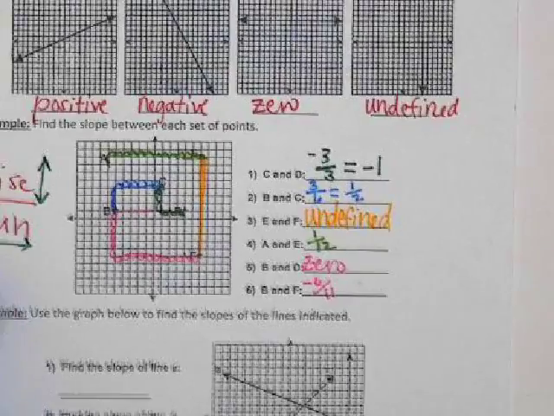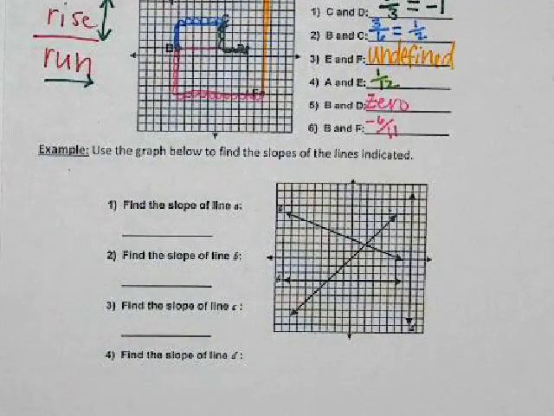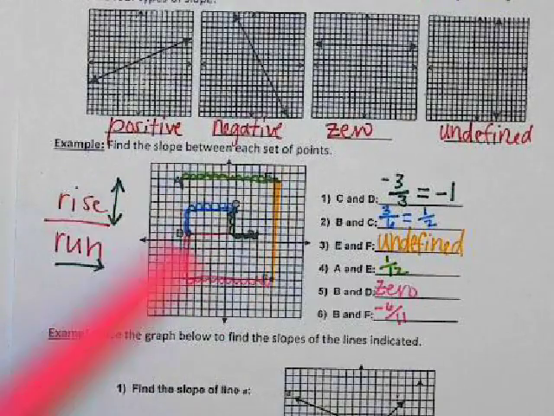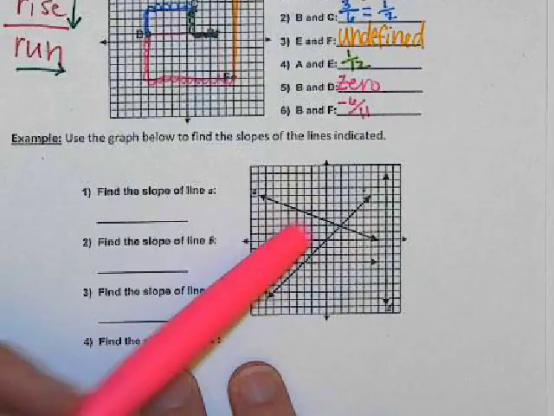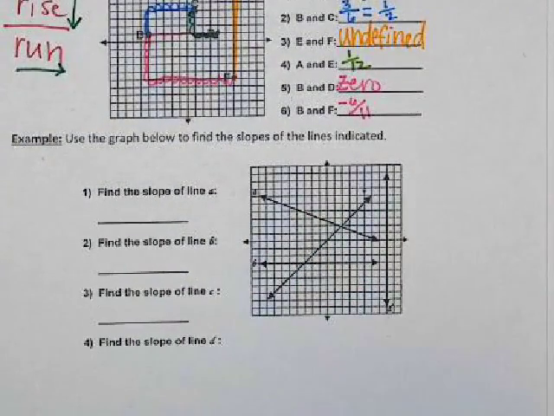All right, on the bottom. Now this one's a little bit different. This up here gave us dots to find slope between. Does this one give you the dots? No, you have to go find the dots. Now, this is what I'm talking about right here. Let me explain this better because my last class didn't understand.